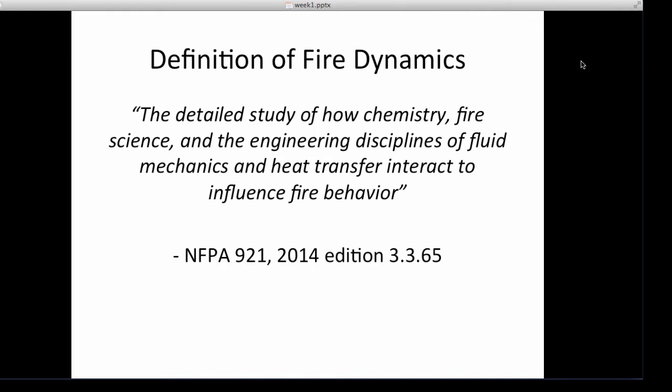So what is fire dynamics? If we go to 921, which I would encourage everyone to be familiar with, if you don't have a copy of NFPA 921, it would definitely be in your best interest as a fire investigator to get one. But if we go to the new version, it's going to define fire dynamics as the detailed study of how chemistry, fire science, and the engineering disciplines of fluid mechanics and heat transfer interact to influence fire behavior. And that is a good definition, and there's a lot of different components to that we're going to be looking at throughout this course.